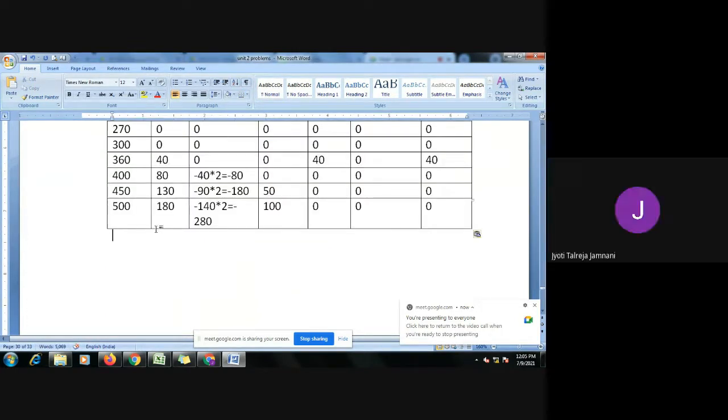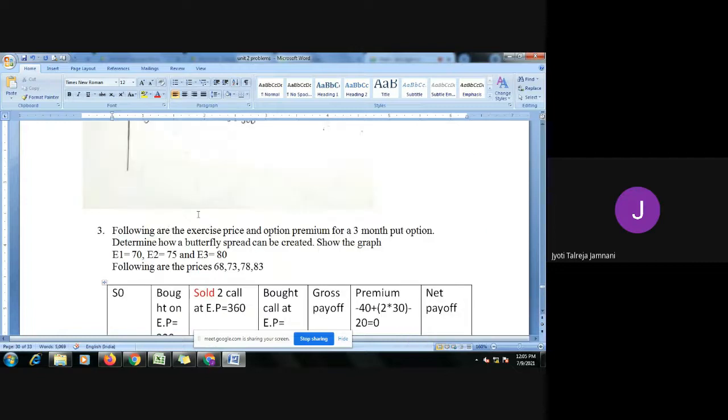So let us start with the butterfly spread. Following are the exercise price and option premium for a 3-month put option. We need to determine how a butterfly spread can be created and we have to show the graph. So there are three exercise prices, E1, E2 and E3.